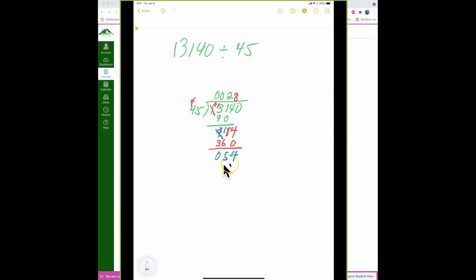So 54, this number is larger than this one. So we didn't go high enough with our guess. Our guess of 8 was 1 too low. 45 will go into this one more time. So we need to back up.